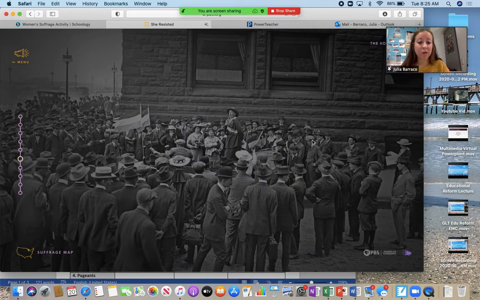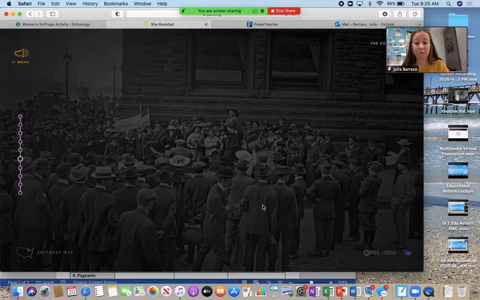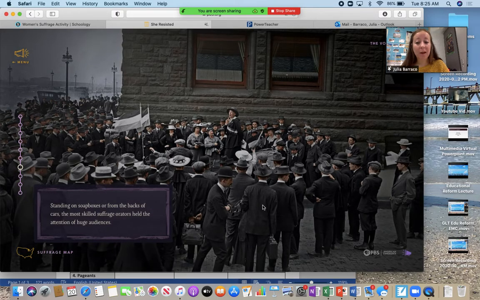So then here's a picture of one of these speeches, and we see a ton of men in the crowd. It looks like they're all looking at her and paying attention. It says, "Standing on soapboxes or from the backs of cars, the most skilled suffrage orators held the attention of huge audiences." So the best suffrage speakers would just go in the streets, stand on a box or a car, and just give their speech to all the men and all the people who are in the streets.